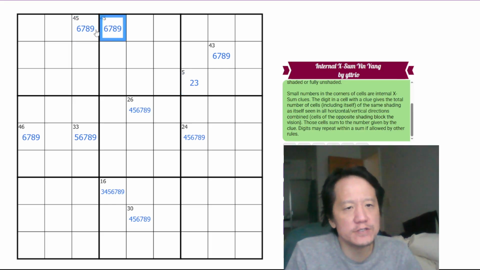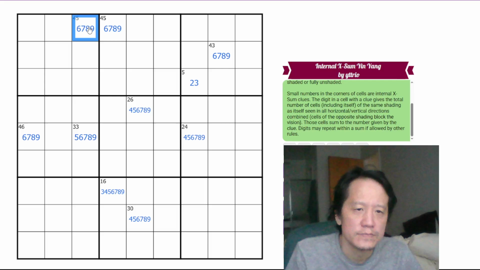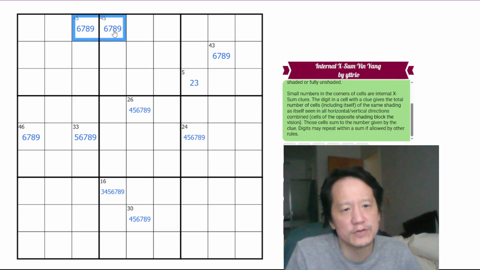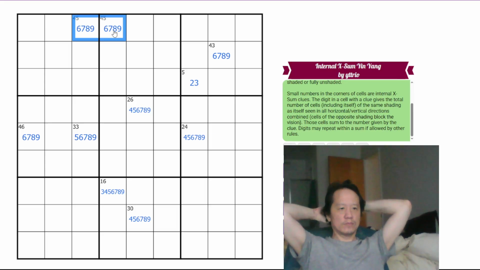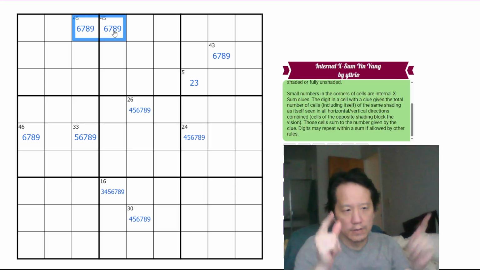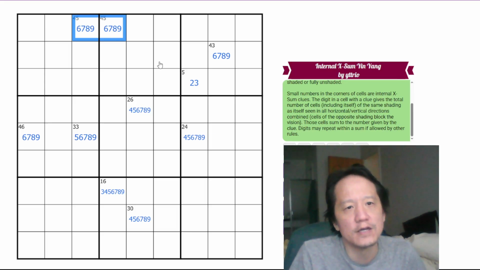Can this be different? I guess? What happens if they're the same is kind of a question too, right? If they're the same... So say they were the same.